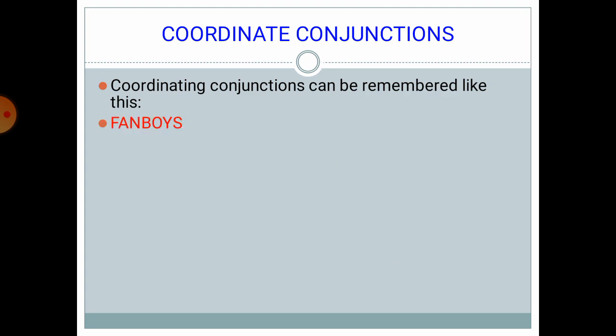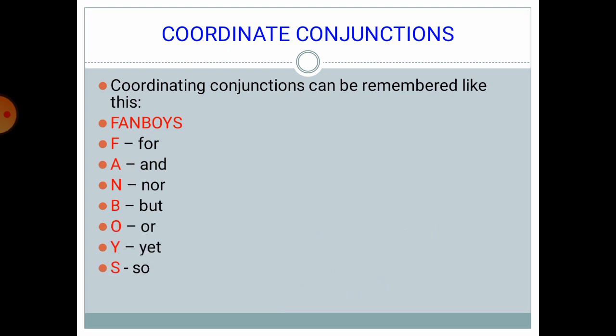The coordinating conjunctions can be remembered like this: FANBOYS, remember? These FANBOYS are the conjunctions for, and, nor, but, or, yet, and so. You see? F for, A and, N nor, B but, O or, Y yet, S so.